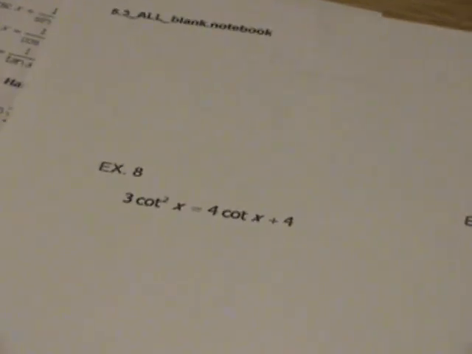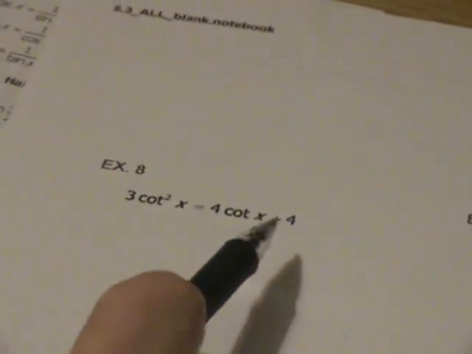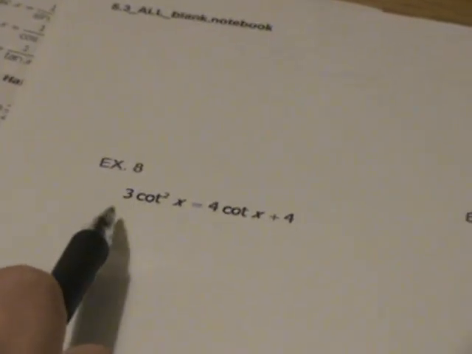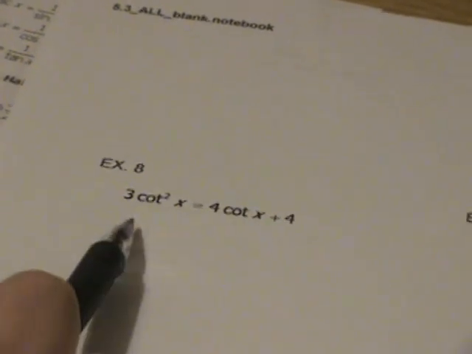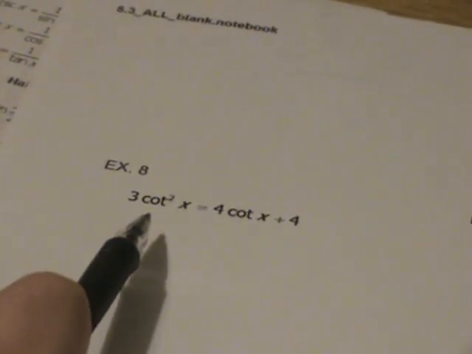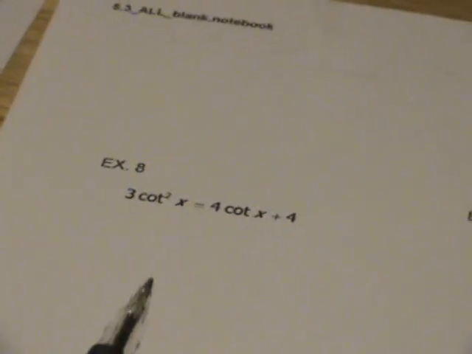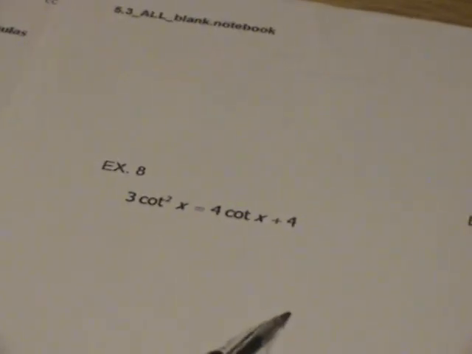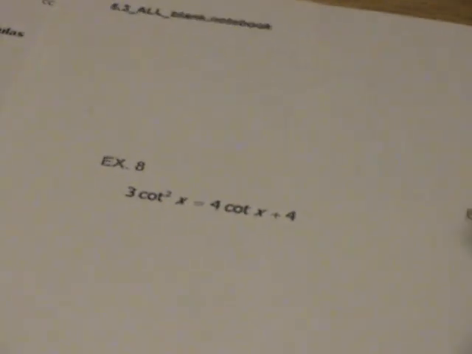Here I got a cotangent. I have a cotangent squared, and then I got a regular old cotangent, and I got a plus 4. So 3 cotangent squared equals 4 cotangent plus 4. Got a cotangent squared. Ooh, well, I could use my Pythagorean. No. I don't want to get more trig functions in there. These are all the same. They're all cotangent. I like them being all the same. But one is squared and one is not. So what am I going to do?